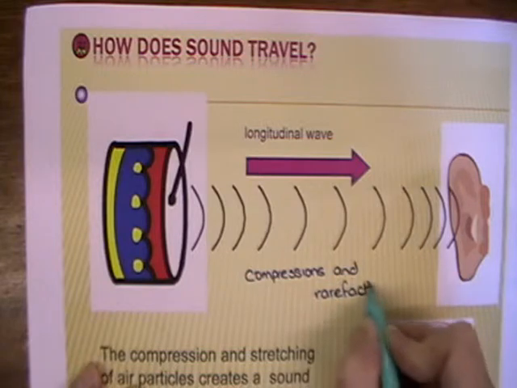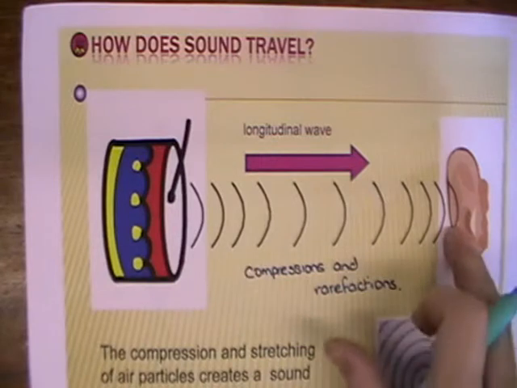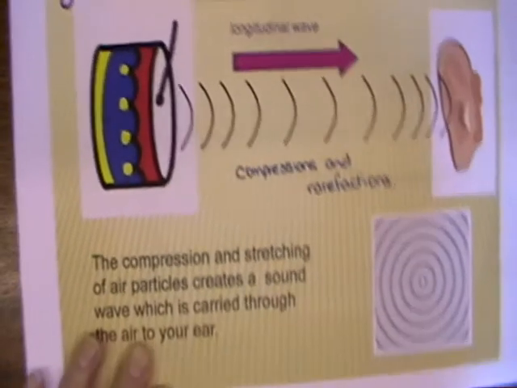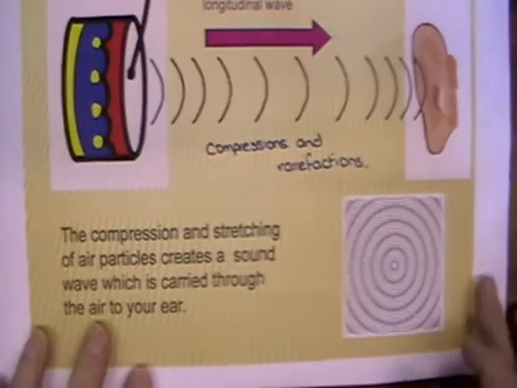And those sound waves are causing compressions in the air molecules between the sound and your ear, and that causes the skin of your eardrum to vibrate and causes then a signal in your brain. The compression and stretching of air particles creates a sound wave which is carried to your ear.